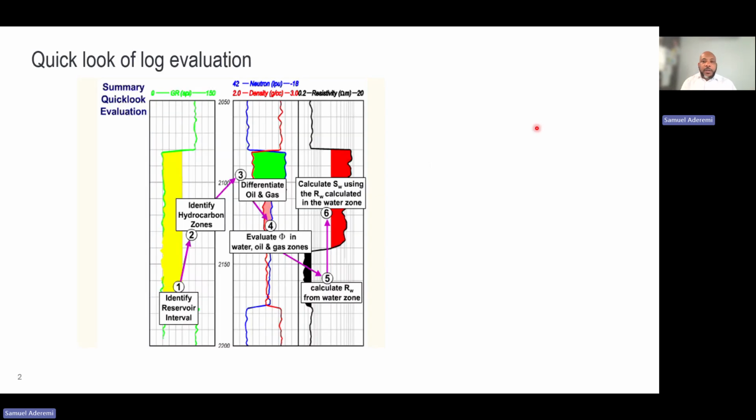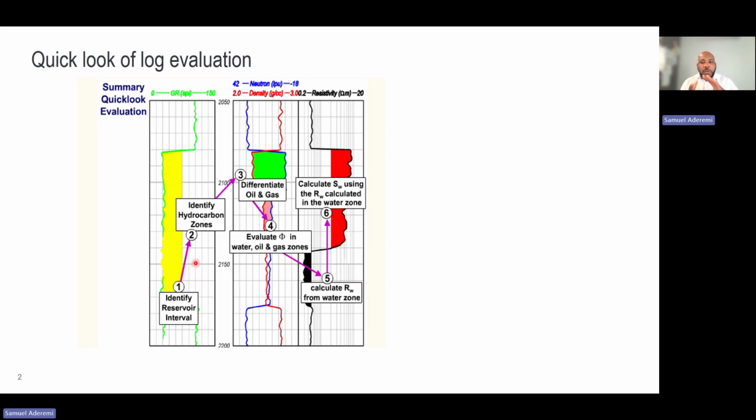Before I dive into the detail of this, I would just like to quickly remind us of the log evaluation workflow, which is usually a very fast and practical method for identifying the reservoir quality and the hydrocarbon potential from well logs. And we usually start this with the gamma ray log. So you can see the gamma ray log here to identify the reservoir interval.